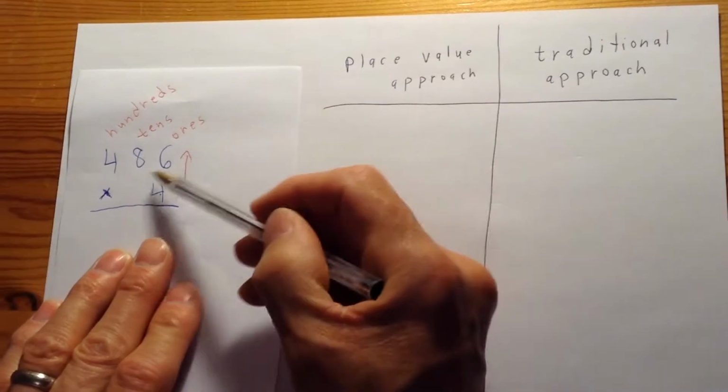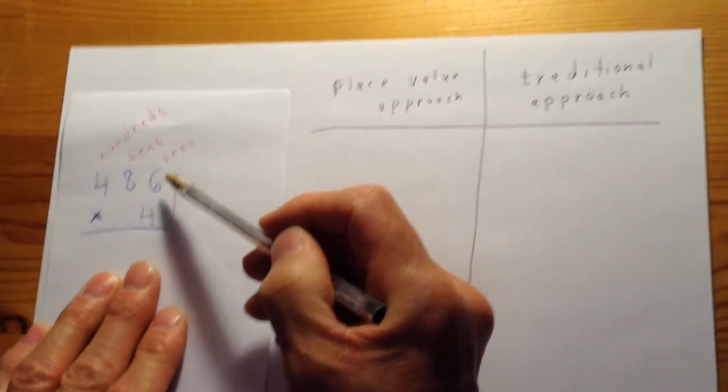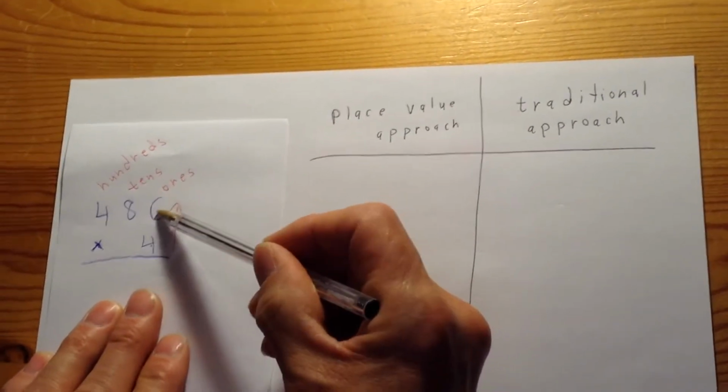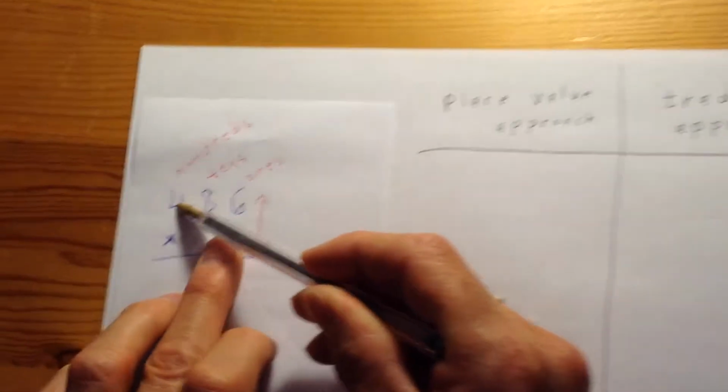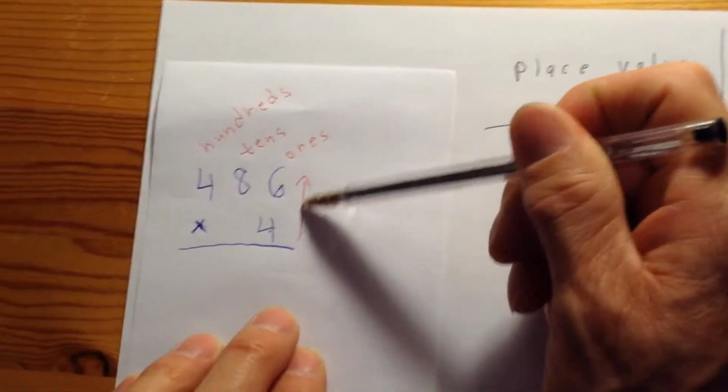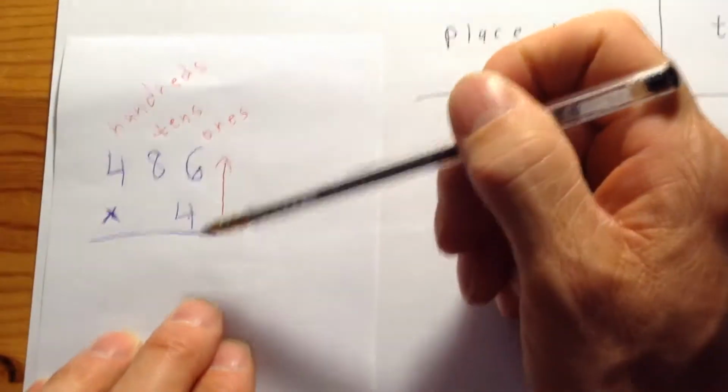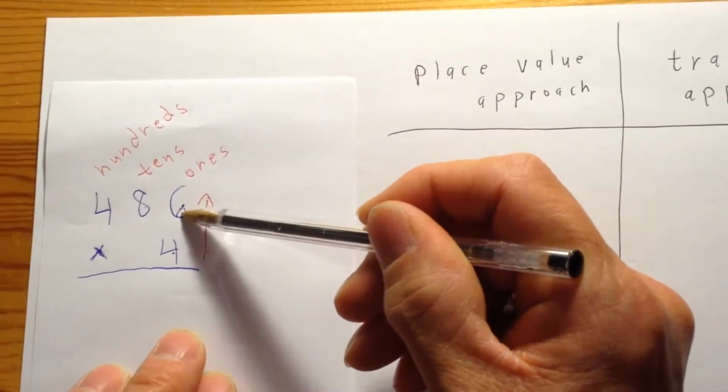First of all, let's recognize place value because I will be referring to this in the steps. This is the ones column, and of course we've learned that this is the tens column and this is the hundreds column. We always multiply in an upward direction. So ones times ones, 4 times 6 is 24.